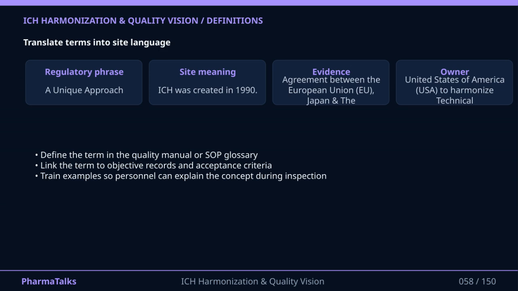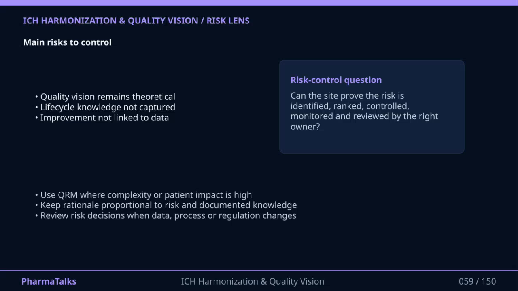So, in summary, ICH harmonization is not just about aligning regulations, but also about ensuring clarity and shared understanding at every site through careful definition, translation, and practical training. On this slide, we focus on the key risks that need careful control within the framework of ICH harmonization and the quality vision, specifically through a risk lens.